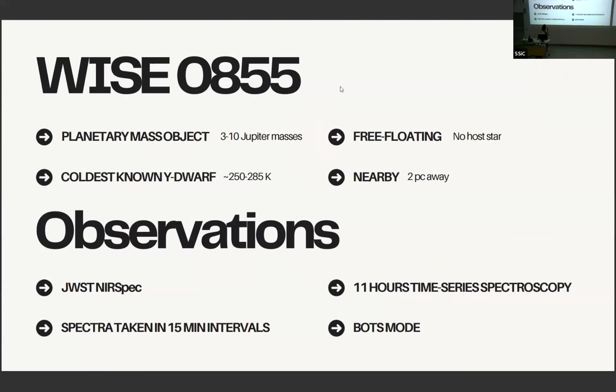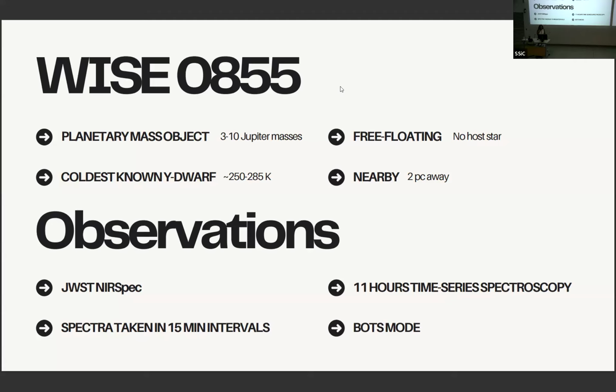So WISO 855 is a free-floating planetary mass object. So it is between 3 to 10 Jupiter masses. And because it's free-floating, that means that there's no host star that's going to drown out the signal of an exomoon transit. It is the coldest of the known Y dwarfs. And the reason that it was discovered in the first place, even though it's so faint, is because it is really nearby at about 2.3 parsecs.